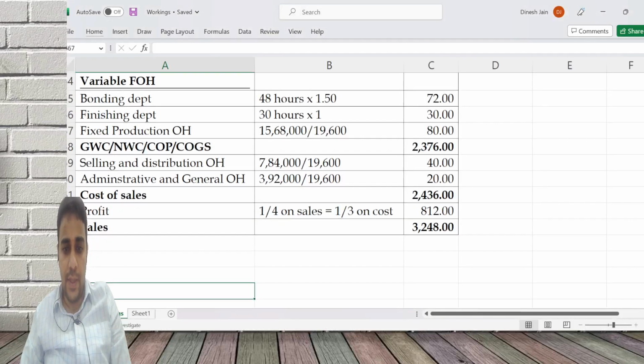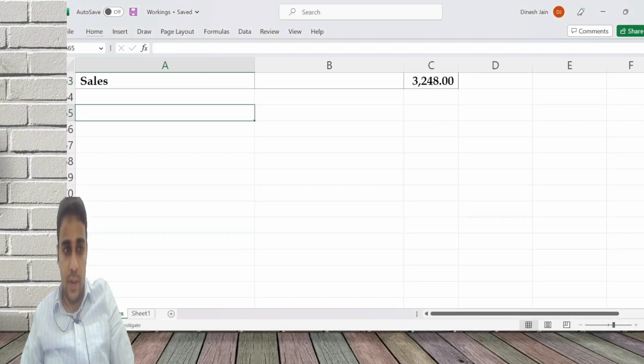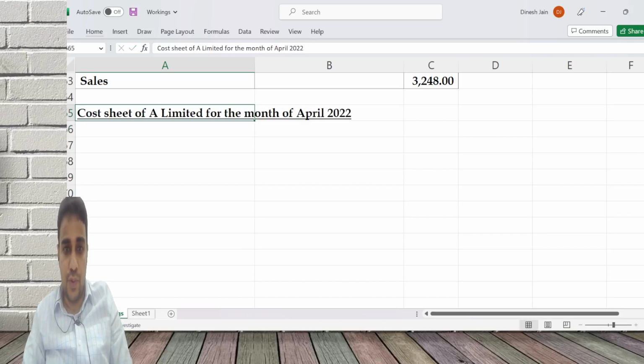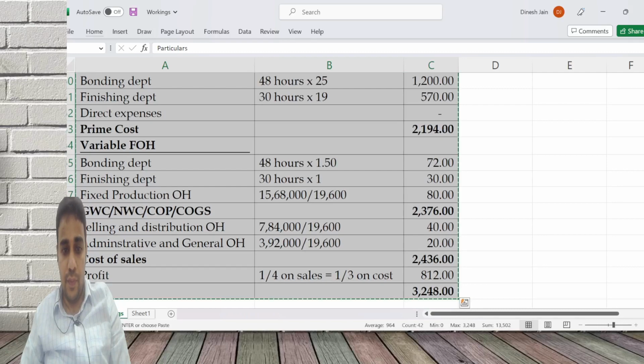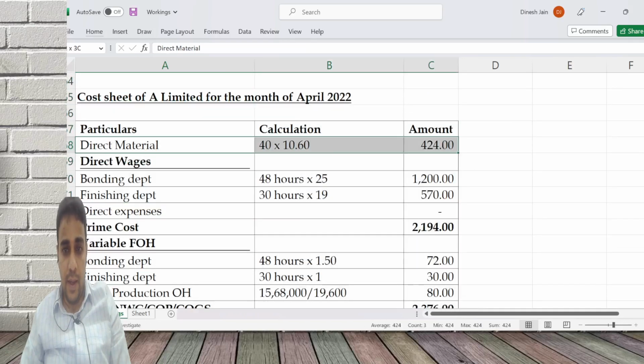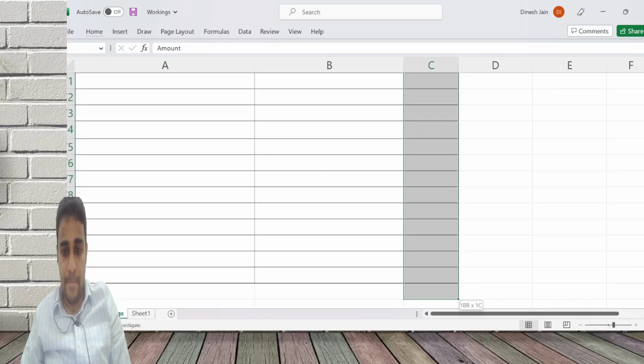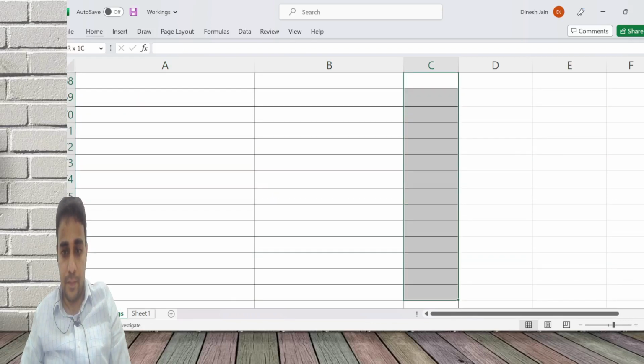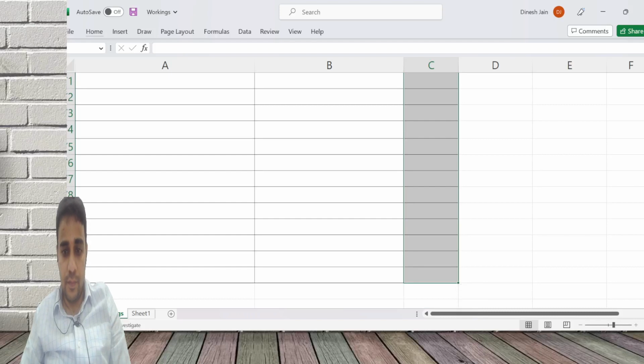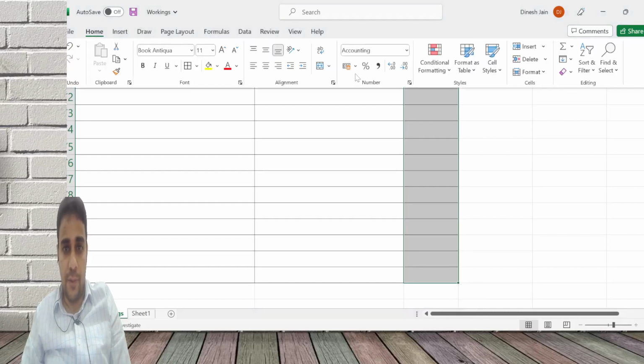Cost sheet of A Limited for the month of April 2022.